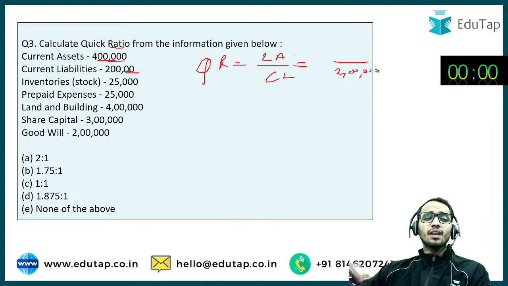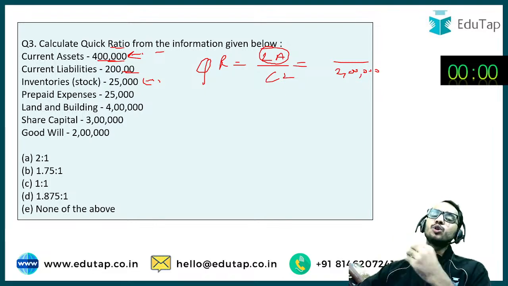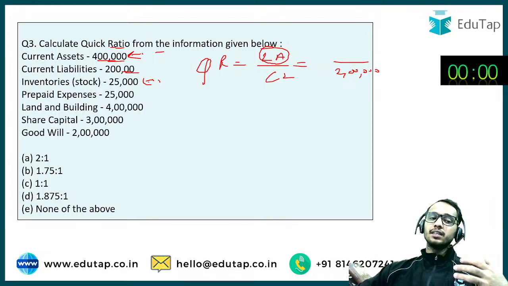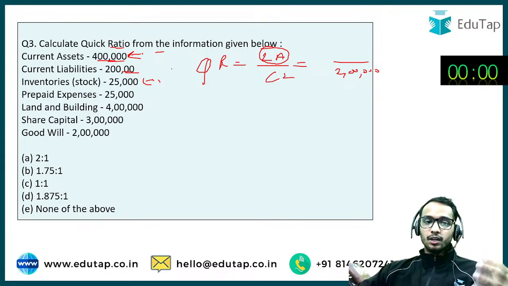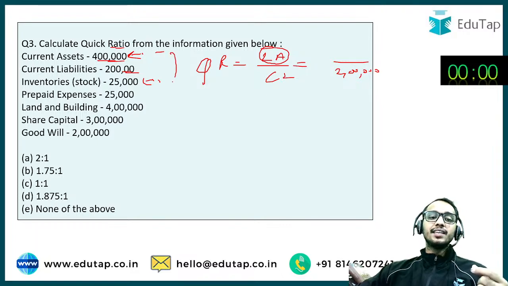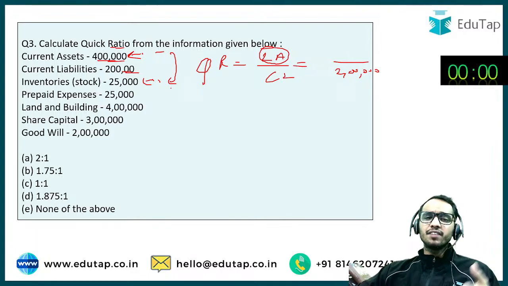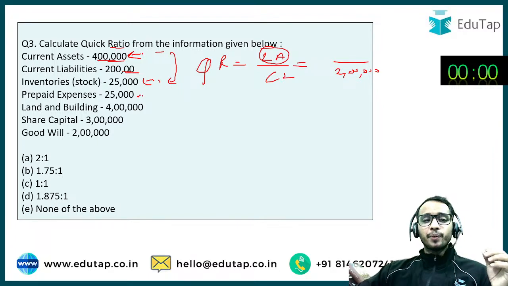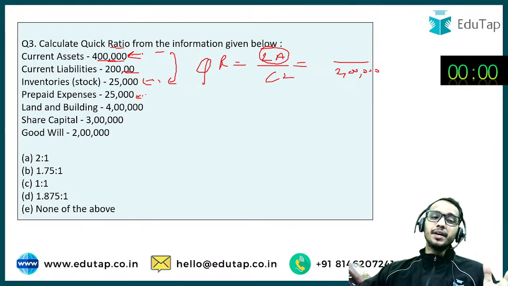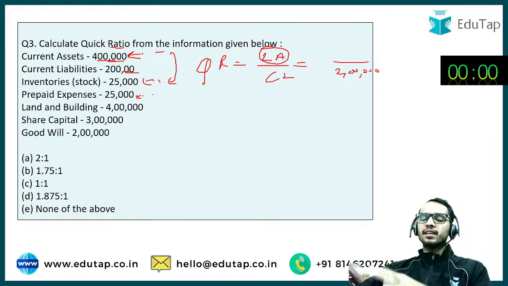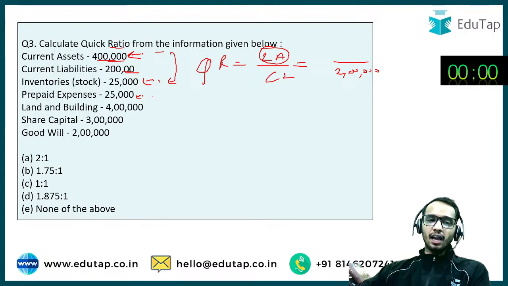In the liquid asset, you have to find the liquid asset, but you have been given the current asset. Inventories. So inventory is not included in your liquid asset. They are the part of the current asset only. So from 4 lakh, you are going to deduct 20,000. That becomes your 3,75,000. Easy enough. Prepaid expenses also are not included in your liquid asset. So 3,75,000 minus 25,000. Again, it becomes 3 lakh.